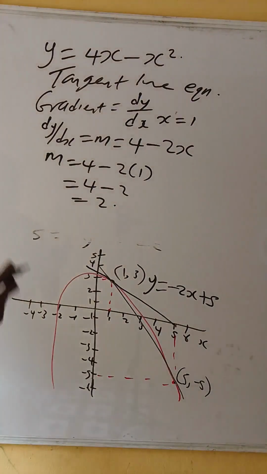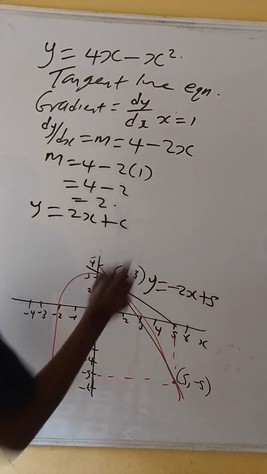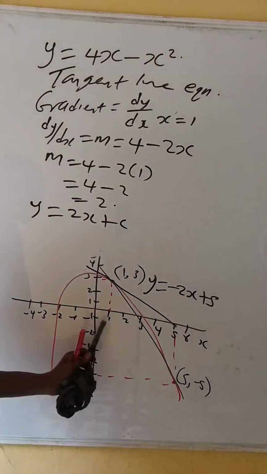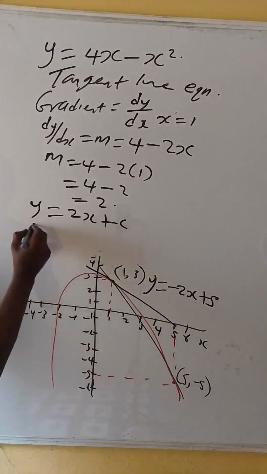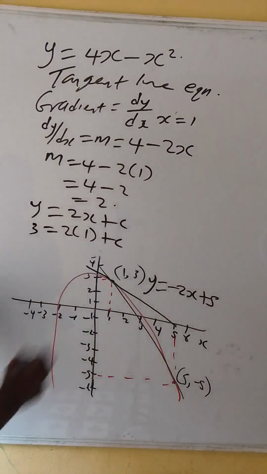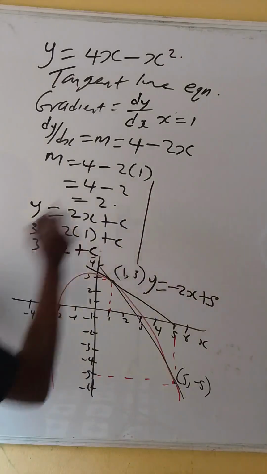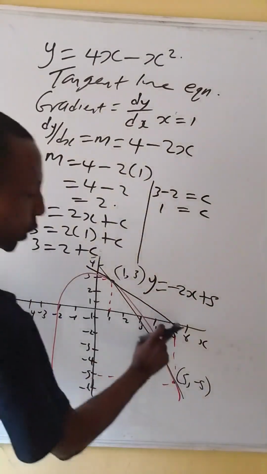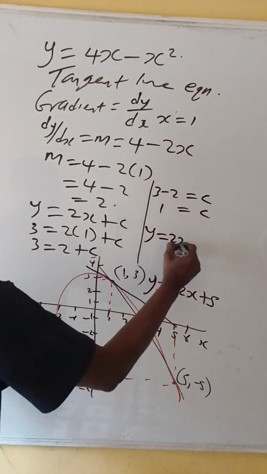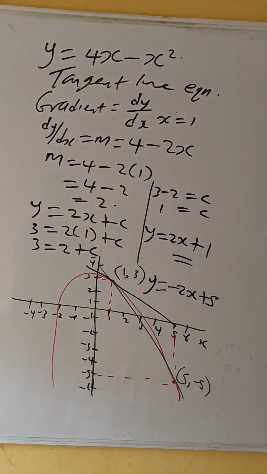So what do we write now? The equation in slope-intercept form becomes y equals 2x plus c. And remember, at x equals 1, y equals 3. You put your x, y is 3, 2 bracket 1 plus c. So we have 3 equals 2 plus c, so 3 minus 2 equals c, 1 equals c. The equation of this tangent becomes y equals 2x plus 1. That is how to find the tangent line equation.